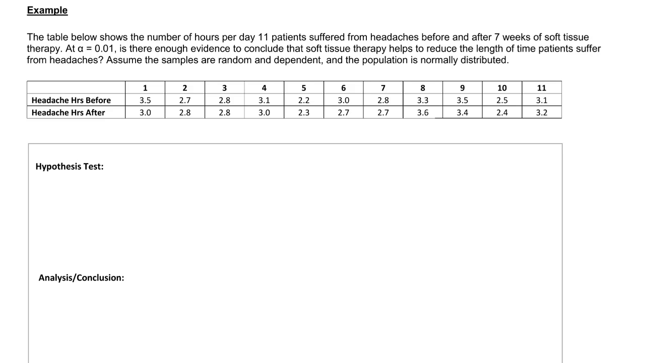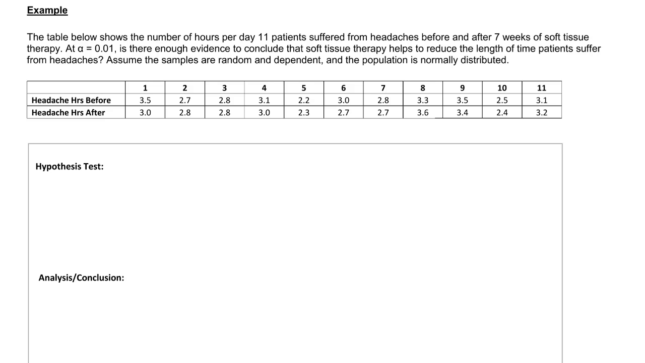All right, let's take a look at this example. The table shows the number of hours per day 11 patients suffered from headaches before and after 7 weeks of soft tissue therapy. 1% significance. Is there enough evidence to conclude the soft tissue therapy helps to reduce the length of time patients suffer from headaches? And make all the assumptions as normal.